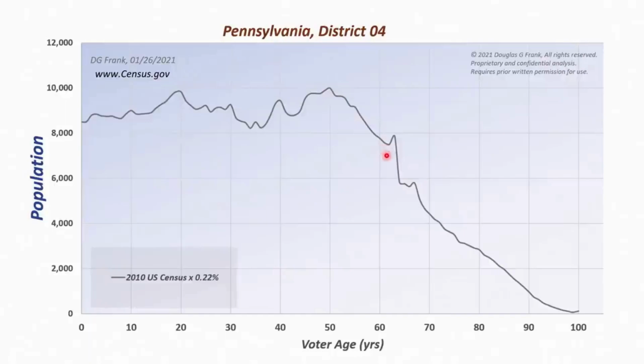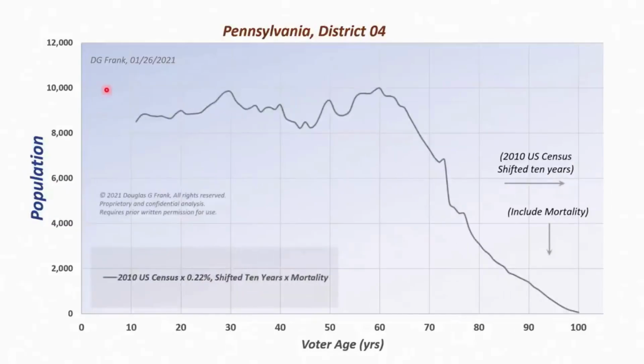Now, of course, this is 10 years ago. And also, I'm interested in comparing this to Pennsylvania District 4. So I've also multiplied it by a very small fraction, so that this 8,000 number, instead of being 4 million, is only 8,000. So I've shrunk the curve. I've made it smaller. Now, if I shift it to the right, because it's 10 years later, you notice I've shifted this curve to the right. And then, of course, when you shift it to the right, 90-year-olds don't just become 100-year-olds. Some of them pass away.